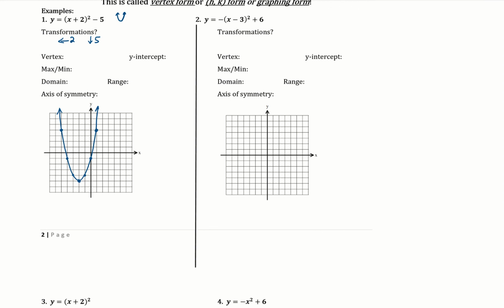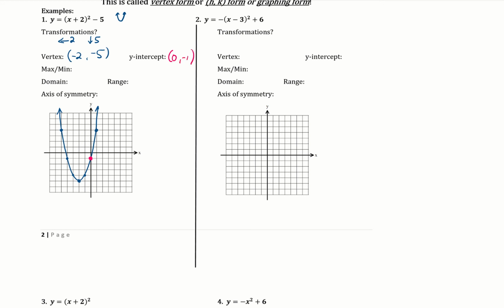All right, there are some things we have to then be able to identify. So the vertex is left 2, down 5. That's going to have coordinates (-2, -5). That is coming directly from the transformations. The y-intercept is where the graph is going to cross the y-axis. In this case, it's right here. So we can use the graph to identify the y-intercept, and in this case, it is (0, -1).